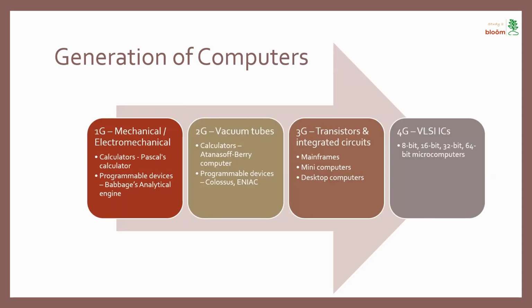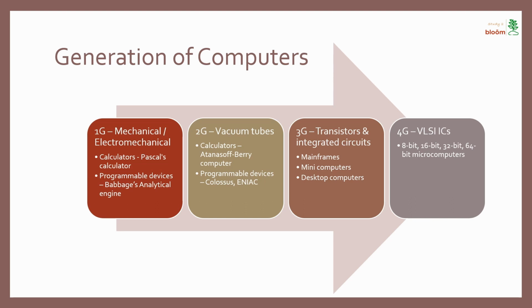When we summarize what we learned now, you can see there are several generations of computers. The first generation of computers had mechanical or electromechanical parts. For example, Babbage's Analytical Machine is an example of a first generation machine. In the second generation, they used vacuum tubes. They were called digital computers.